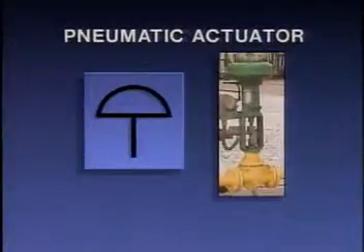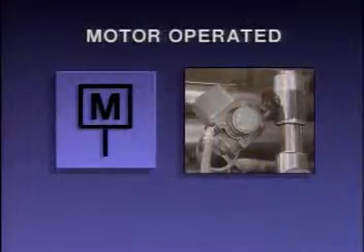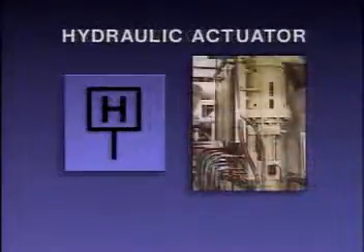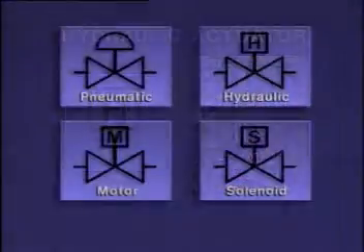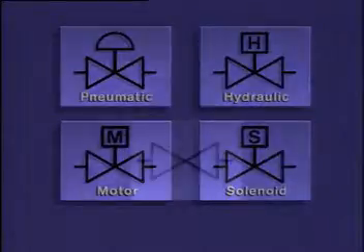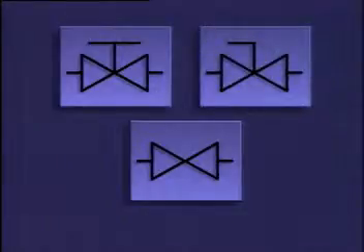The symbol for a pneumatic actuator resembles the side view of an actuator. The other symbols consist of a box containing a letter designation. Some common designations are M for motor, S for solenoid, and H for hydraulic. Here we've used a gate valve symbol to show how the combined valve and actuator symbols would appear on a diagram. If an actuator isn't shown for a valve, or if the actuator symbol looks like a T or an upside-down L, it means that the valve is operated manually.